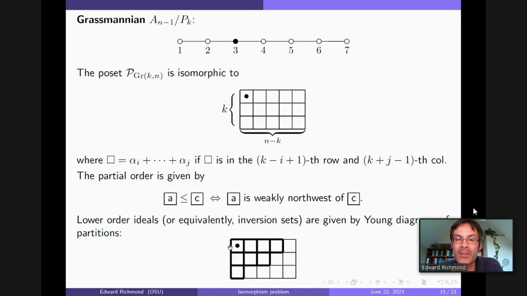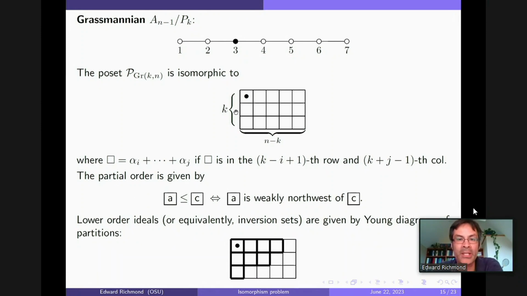So Proctor's theorem says that these shapes are in bijection with minimal length coset representatives W upper P in this cominuscule case, and we get partitions that we like when studying Schubert varieties of the Grassmannian.